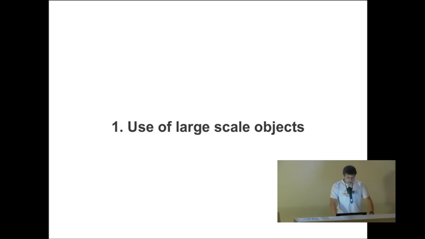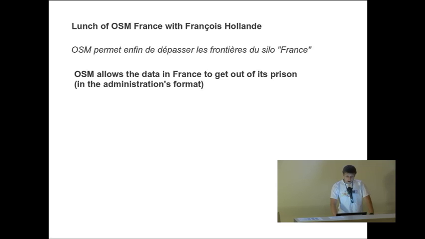Well, there's a surprising reason why they are so important. The OSM France had a lunch with François Hollande, the president of the Republic of France, and the result of this lunch about open data in general, they weren't the only guests, but it was about open data, is that they took the resume that OSM permet enfin de dépasser les frontières du silo France. And this roughly translates to OpenStreetMap allows the data in France, the data from the French authorities, to get out of its prison and out of the administration's format and to get into real use.